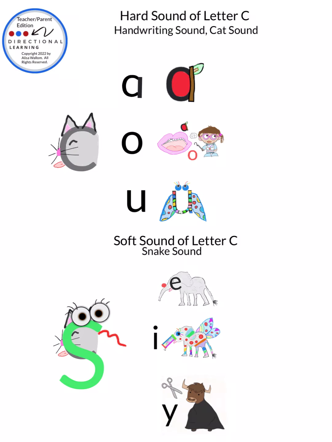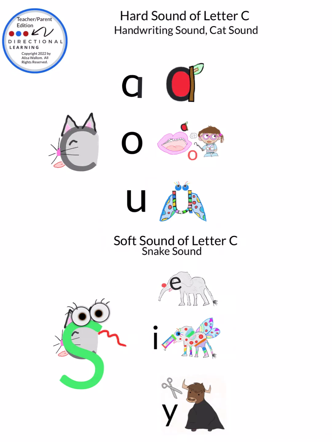Today, I'm super excited because I'm going to be teaching you the hard sound of letter C and the soft sound of letter C. Actually, did you know that the cat can make two different sounds? It really depends on which vowel he's with. So you can see I have it organized into different vowels. I call these the round vowels.